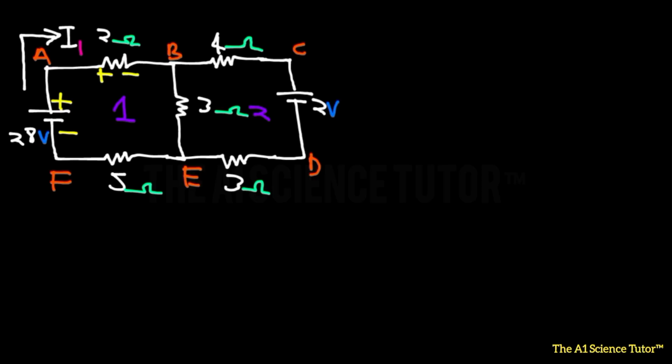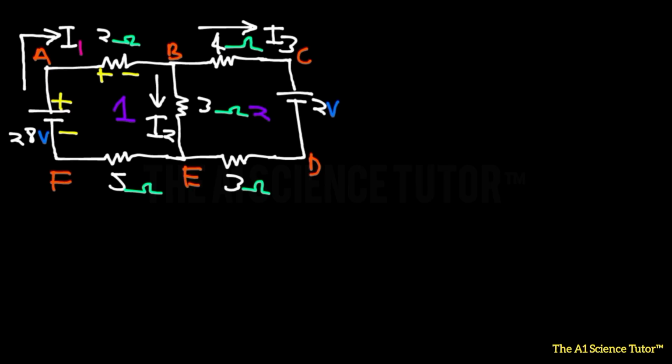So let's say some current goes downward and another goes upward, or in that direction. Let's say the current that goes here, let's call that I2. And let's call this I3. That is the current that goes through to the point C and down. So this will be I3. Now let's talk about I2.